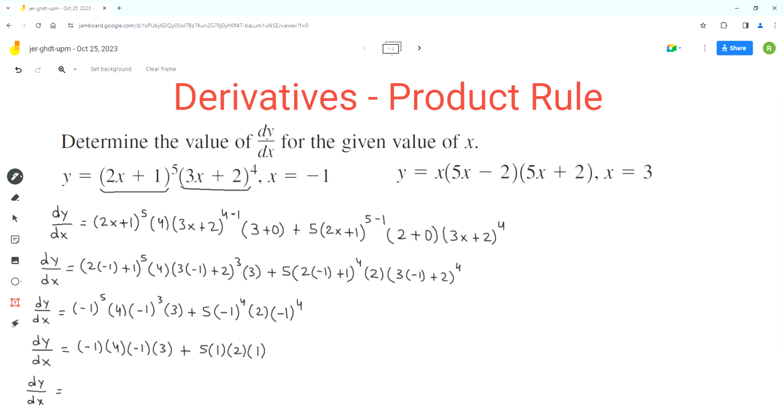Equals, now negative 1 times 4 is negative 4, negative 4 times negative 1 is positive 4, and 4 times 3 is 12, plus, now 5 times 1 is 5, 5 times 2 is 10, and 10 times 1 is 10. So therefore, dy over dx is equal to 22. So this should be the final answer for the value of dy over dx for the first function.